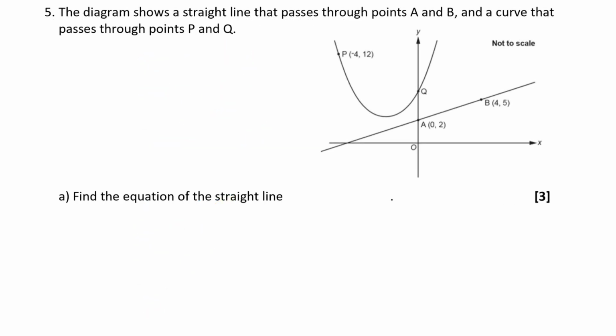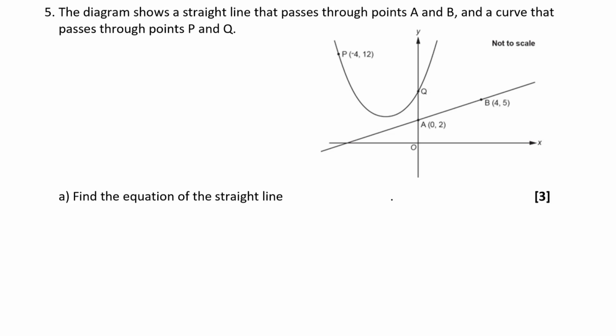Question 5. The diagram shows a straight line that passes through points A and B, and a curve that passes through points P and Q. And in the diagram we can see the straight line, and we've been given the coordinates of A and B. A is 0, 2 and B is 4, 5. The curve we've been given is clearly a, well, it looks like a quadratic. It's not clearly a quadratic, but it certainly looks like one. And we've been given a point on there as well, which is minus 4, 12.